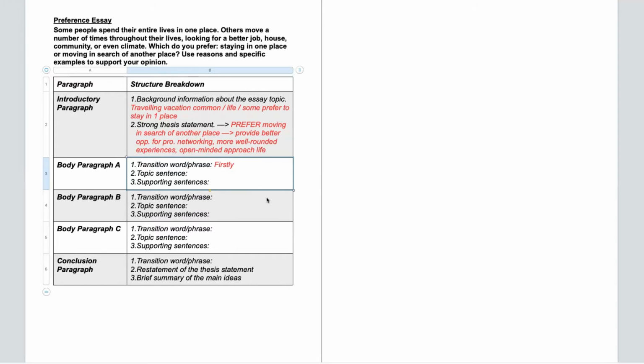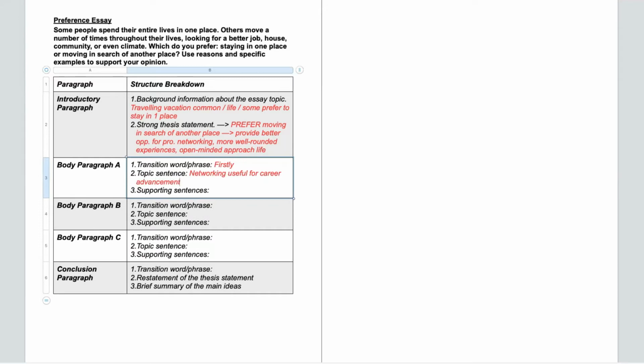Now for my topic sentence, I want to introduce this idea by talking about how networking is very useful for career advancement. Okay, so I'm just going to talk about how it really helps professionally. And so my supporting sentences are going to show how traveling can help you network and therefore help your career. So I'm basically just going to write that to remind myself of what I want to talk about. So I'll talk about traveling for connections.